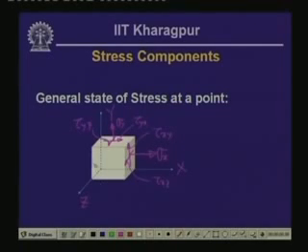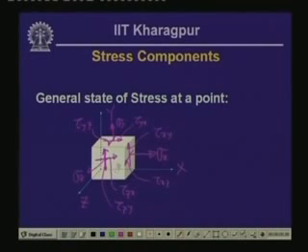This particular plane, the normal to which is parallel to z, we call the z plane, and on this we have the stresses acting, the normal stress, which is sigma z. On the z plane in the x direction, we have tau z x, and then in the y direction, in this particular positive direction of y, this is tau z y.